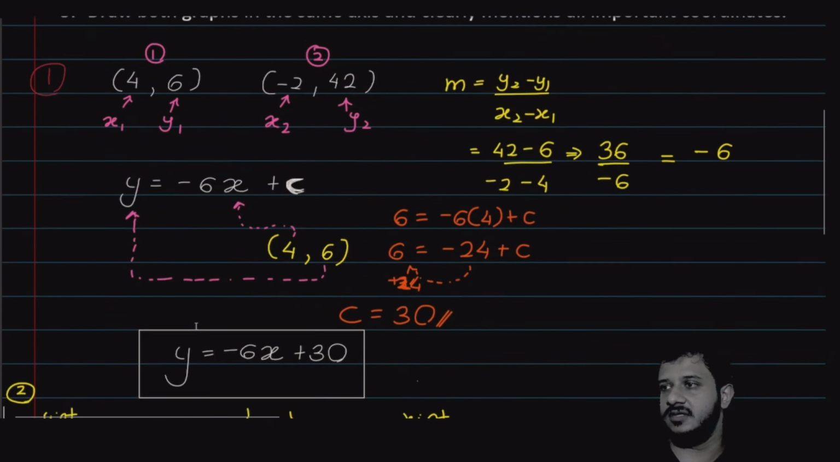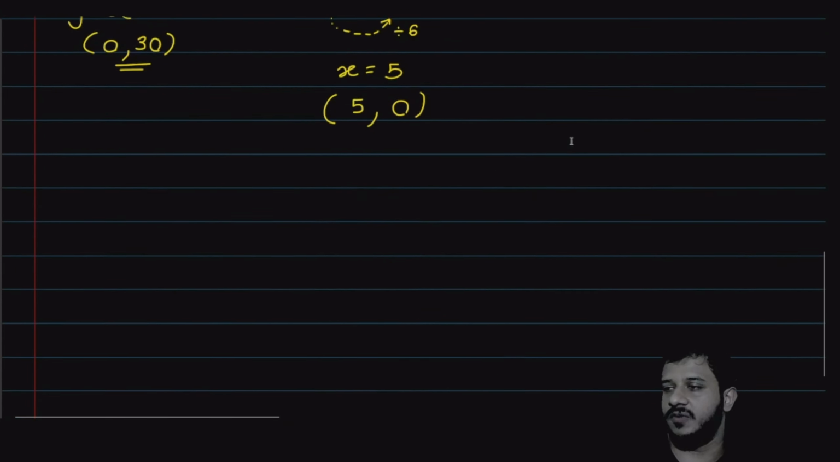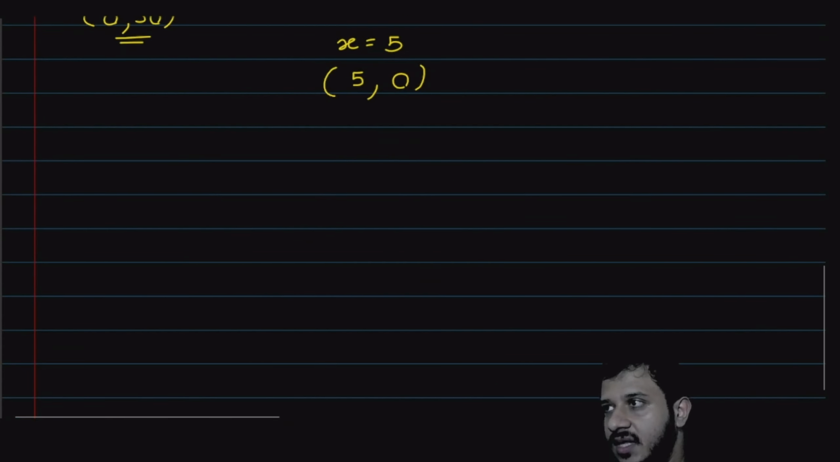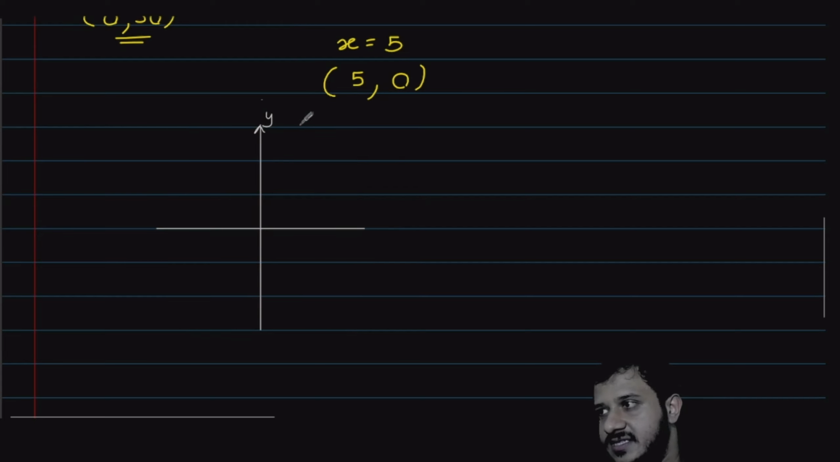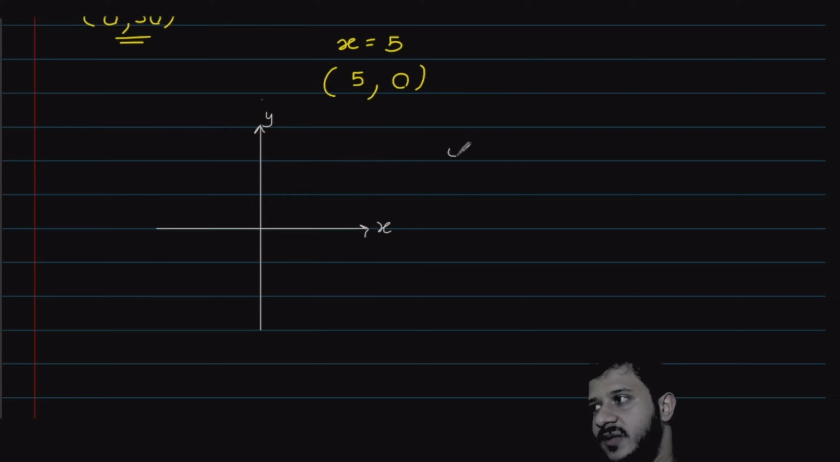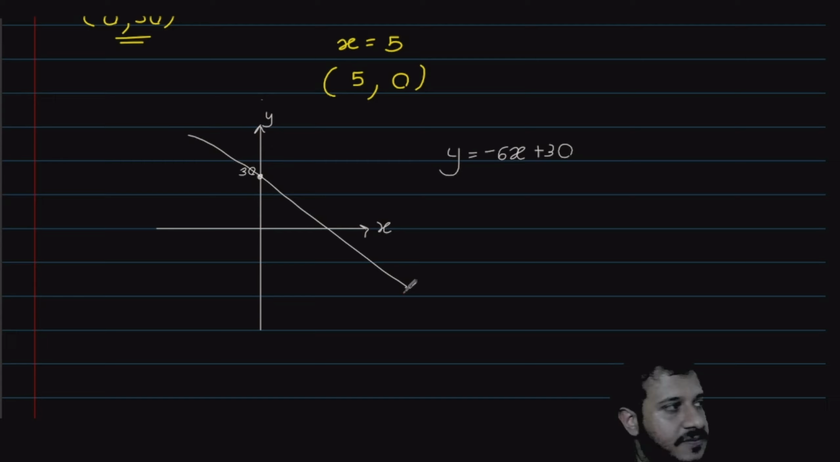The third question is asking us where the two graphs meet each other, this graph and this graph. So what are the two graphs we have? I don't know how they look, but let me give you a small idea. Let's say this is my y-axis, this is my x-axis. First, I know my first equation is y equals negative 6x plus 30. So I definitely know it will go through 30 here on the y-axis, and because it's negative, it goes down like this. Do you understand that?